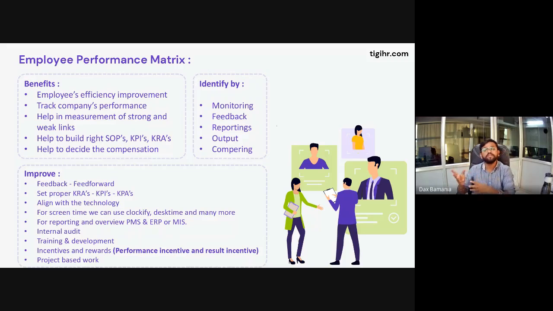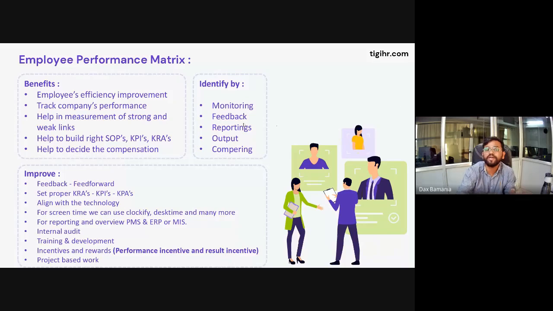So how to identify the performance matrix? First, that is monitoring. You need to keep good monitoring on the particular system or the particular SOPs that you have already built. You need to focus on the output of those particular candidates. You need to think about the comparison of the candidates. You need to look at the reportings of those particular employees. Then you need to focus on the feedback and feed forward. Earlier we discussed the same, the 360 feedback and 180 feedback, right? So these are the benefits of employee performance metrics.